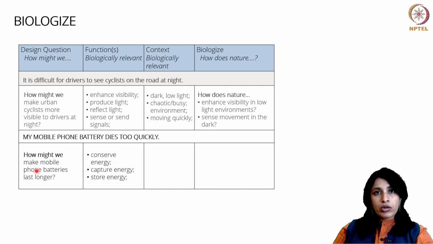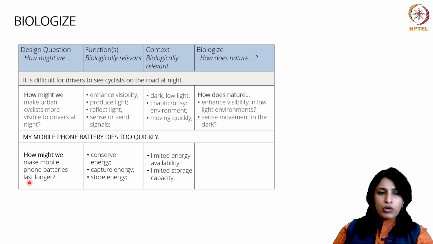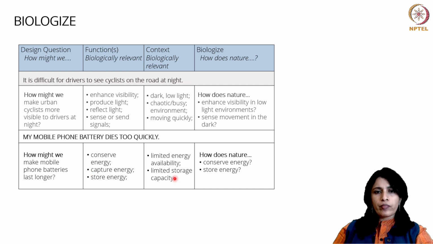Now you have to biologize the context as well, because mobile phones and batteries are not present in the natural world. So how do you biologize the context? You look at limited energy availability, because you're talking about mobile phone batteries dying fast and you want to make them last longer. So limited energy availability, limited storage capacity. Now these are contexts that are relevant to the natural world. And therefore, using these two, how do you create a biologized question? How does nature conserve energy? How does nature store energy? Very simple, taking it from here to here by biologizing.